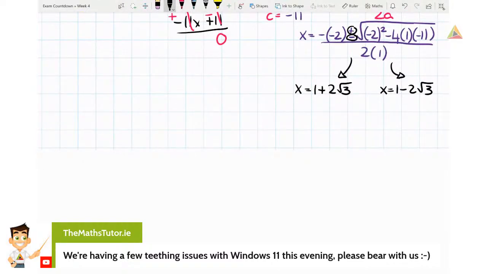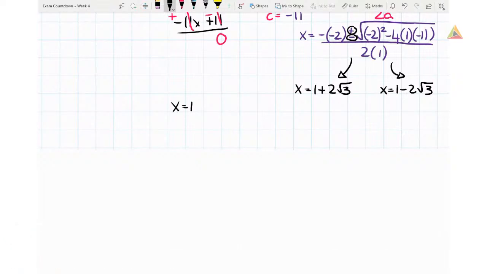Our first answer, remember, was x equals 1. That was the one we found by trial and error. The second one we've just found from the minus b formula, 1 plus 2 root 3. And the third one, 1 minus 2 root 3. Okay, and those are our solutions or our roots, and we know that that's where they cross the x-axis.